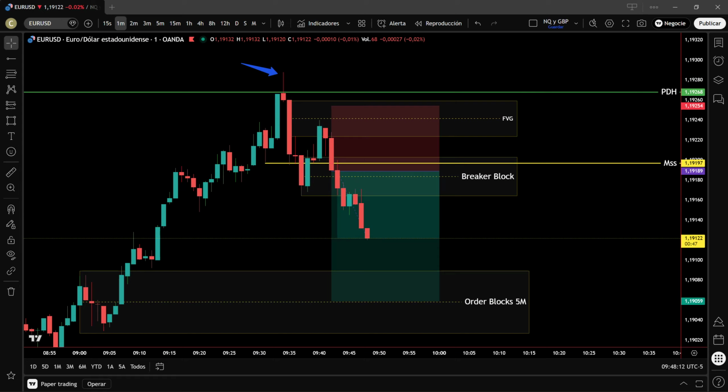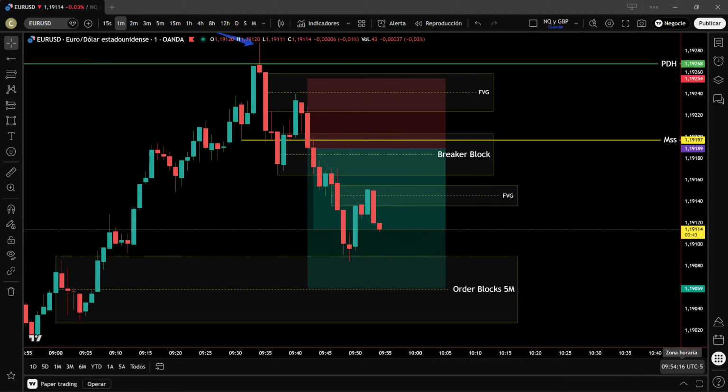When an FVG and a breaker overlap in the same area, the probability of success increases significantly, providing us with the definitive confirmation for our short entry. This is the missing puzzle piece that completes an expert-level analysis. Observe price behavior at this level closely.